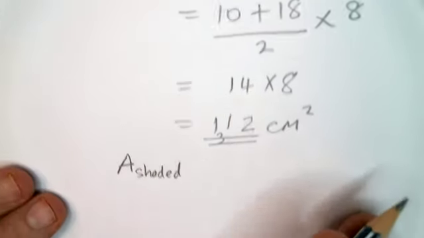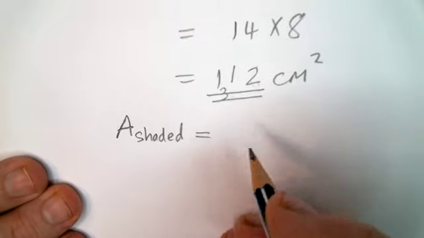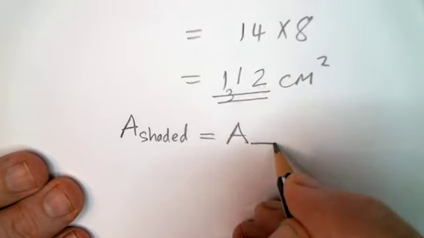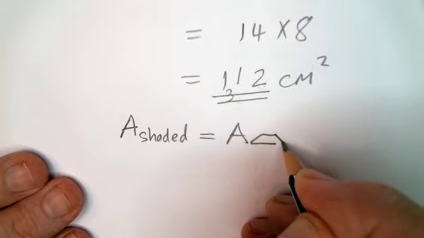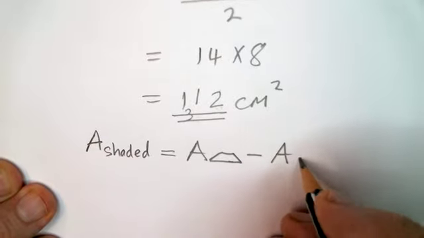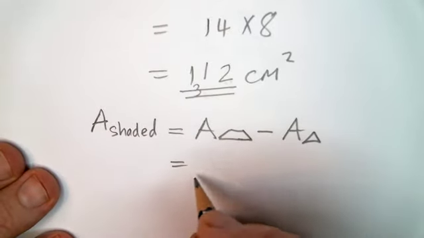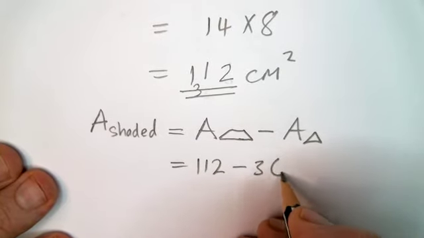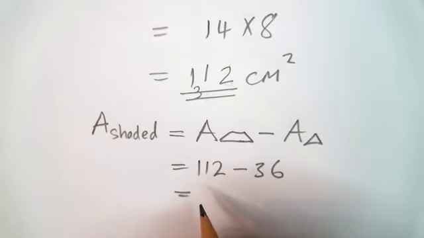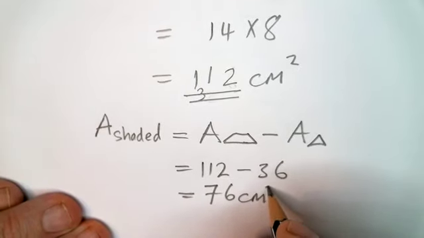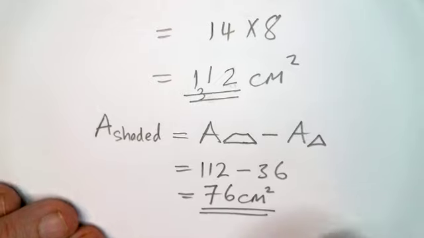So let's go ahead and do that. We're just going to subtract the two. So the shaded area is equal to the area of the trapezium. That's a terrible trapezium. Minus the area of the triangle. So we're going to have 112, we're going to subtract 36, and what's that, 76? 76 square centimeters. And that would be my answer.